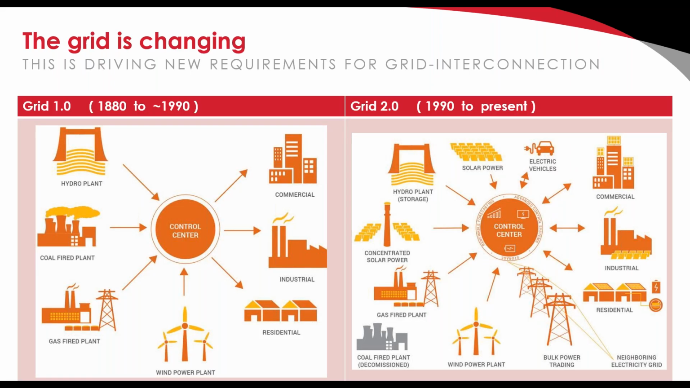So why are we doing this? It's because the grid is changing and it's driving these new requirements for grid interconnection. If you go back to 1880 when the grid was first developed, it was very much a centralized control and command type architecture, one-way flow of power and information. So some of the key features: large-scale central generation. You'd have residential, commercial, industrial loads all served from the grid only. So there was no self-generation.